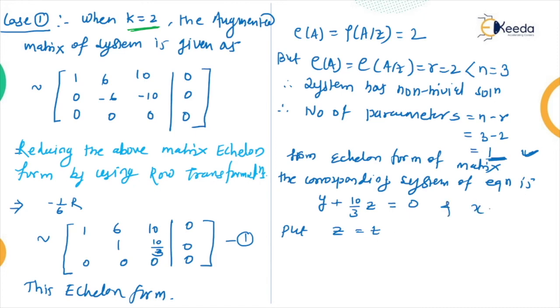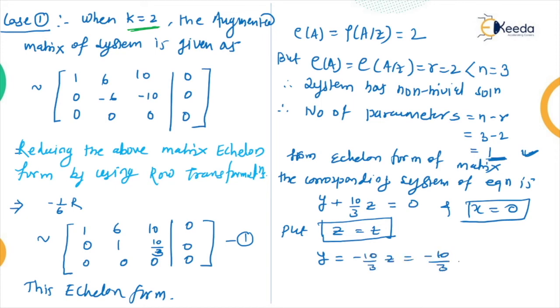And x is equal to 0, because the coefficient of x here is 0. So if z is equal to t, then what will be the value of y? It is clearly y is equal to minus 10 divided by 3 into z, which is minus 10 divided by 3 into t. So y is equal to minus 5 divided by 3 into t.